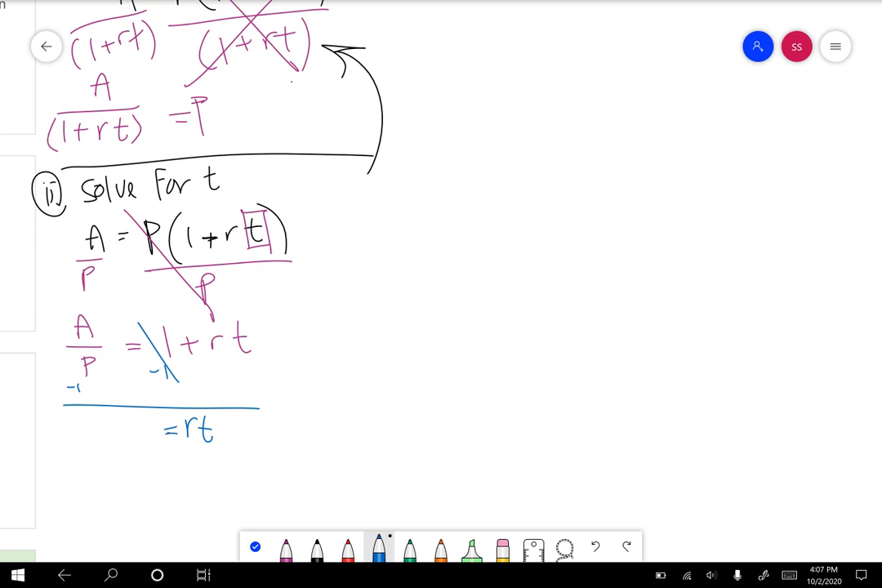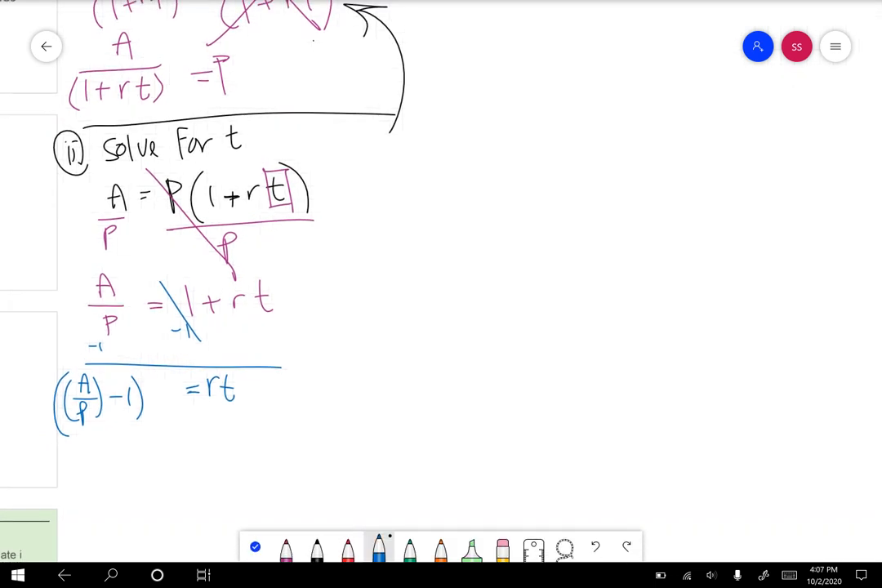On this side, though, we have the entire quantity A divided by P minus 1, right? We can't subtract 1 from A over P because those are not like terms. You could put it in parentheses if that makes more sense to you. You could put both of them in parentheses, whatever helps you visualize that they are stuck together.